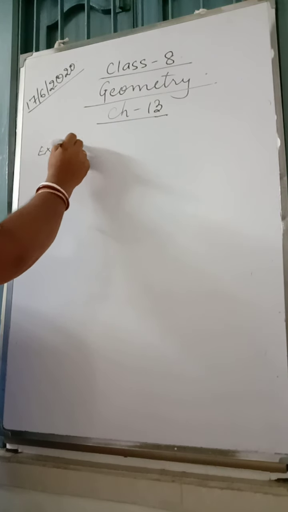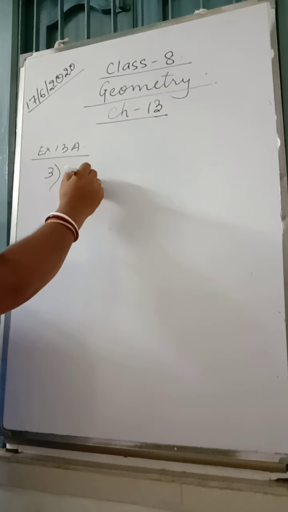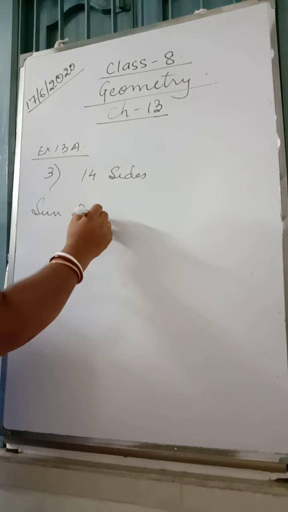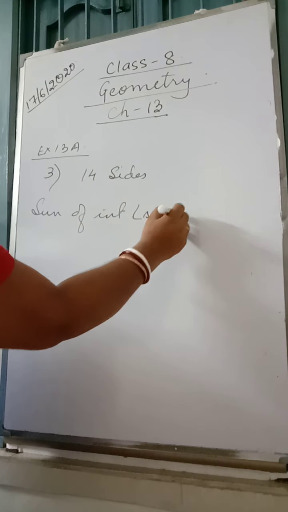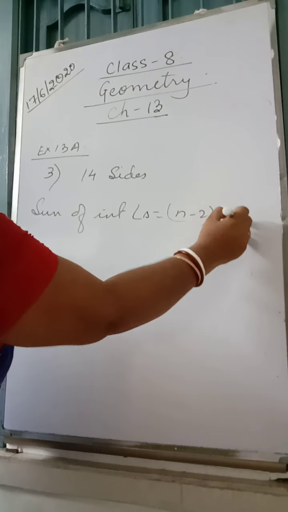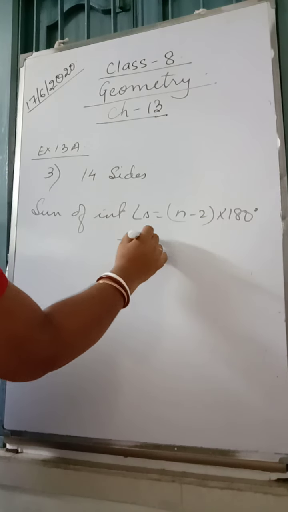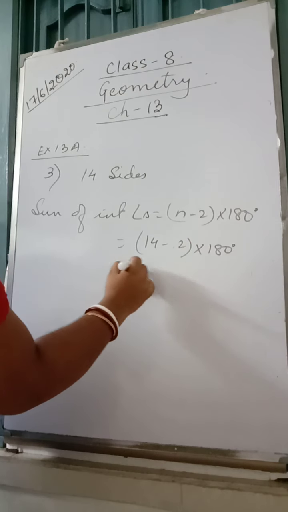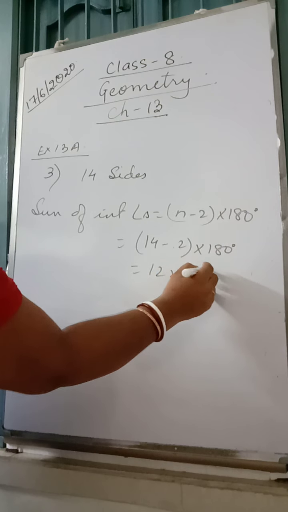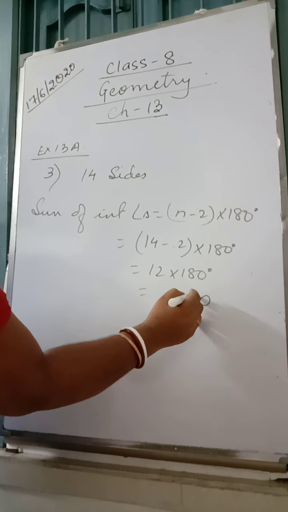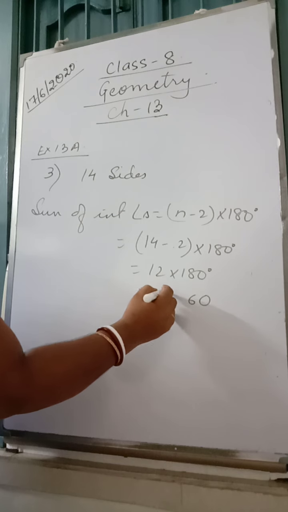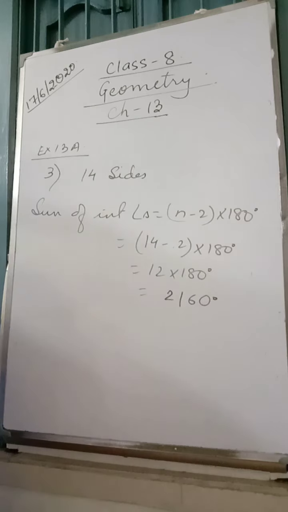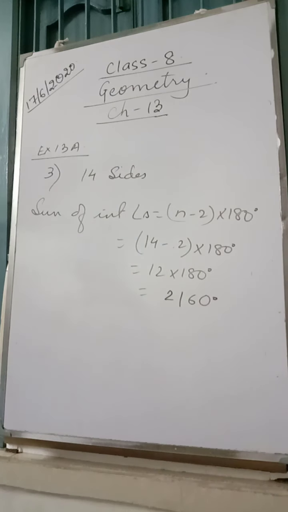Exercise 13A, question number 3, it has given 14 sides. So what would be the sum of interior angles? The sum of interior angles would be (n minus 2) into 180 degrees, or with n as 14, (14 minus 2) into 180 degrees, or 12 into 180 degrees. 12 zeros are 0, 12 eights are 96, 12 ones are 12 and 9, so 2160 degrees will be the sum of interior angles.